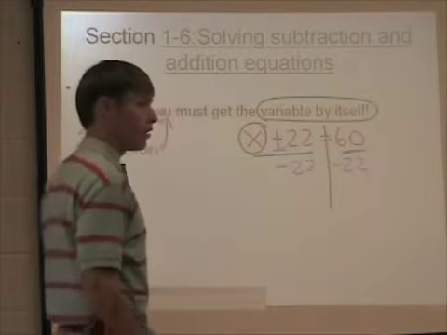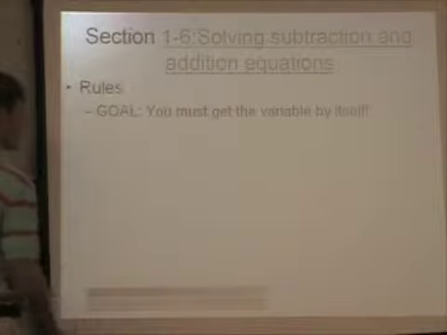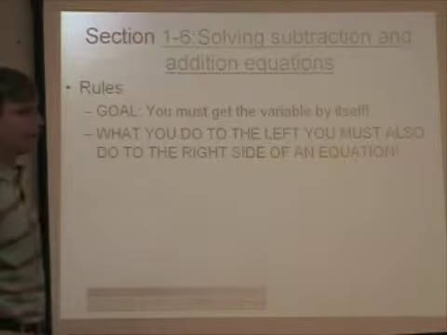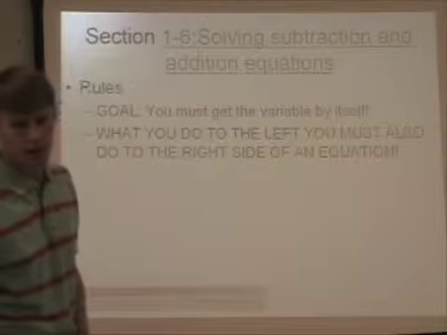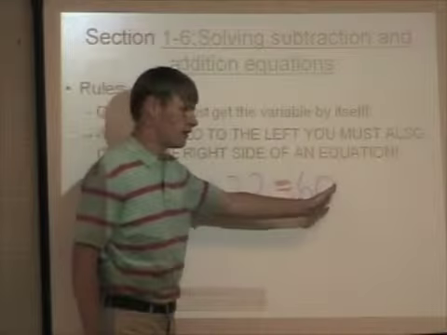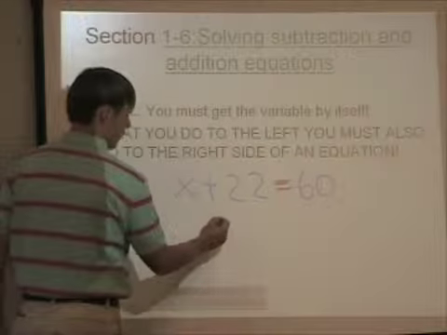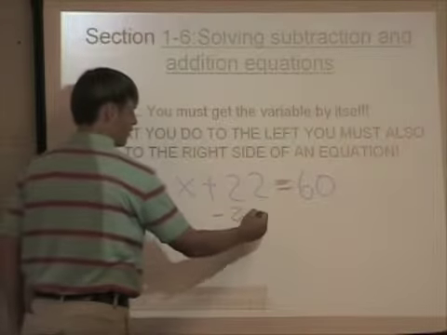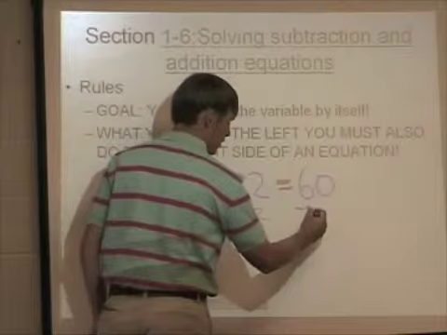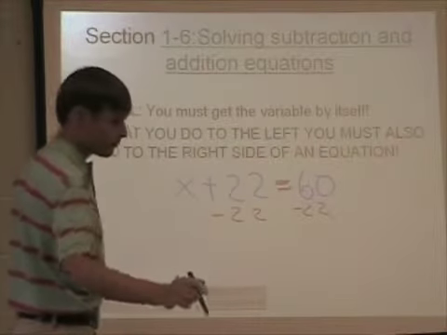Okay? Now, the reason you do it on both sides is our next rule. Our next rule says, what you do to the left, you must also do to the right. Write it down in your notes. Remember, what we do to the left side, we have to do to the right. Okay, so what's the inverse operation of addition? Subtract. So I'm going to subtract 22 on both sides. Say that. Subtract 22 on both sides.